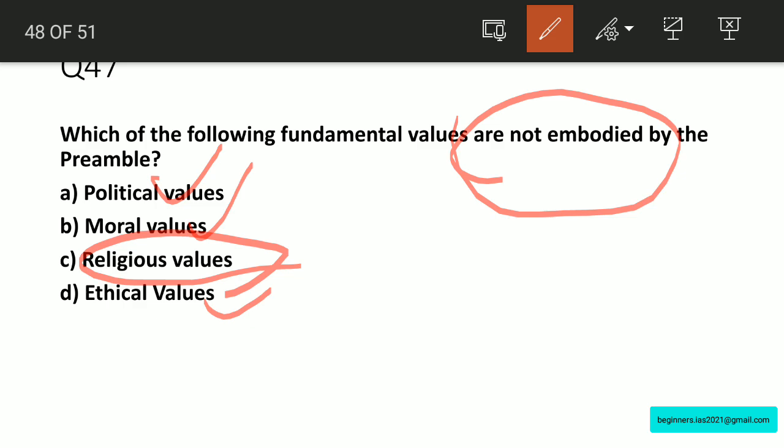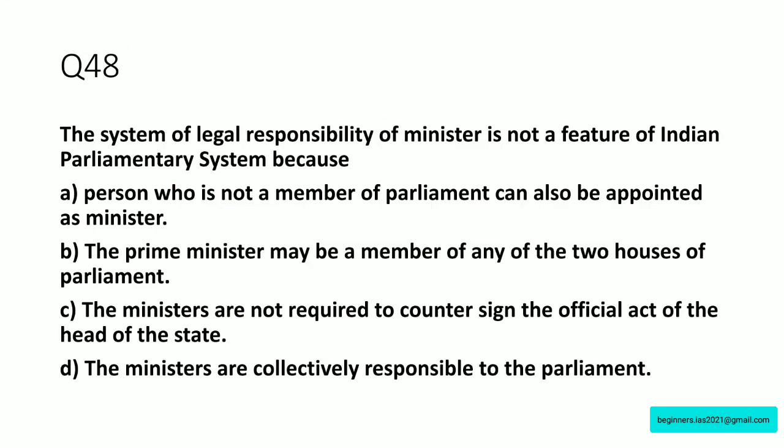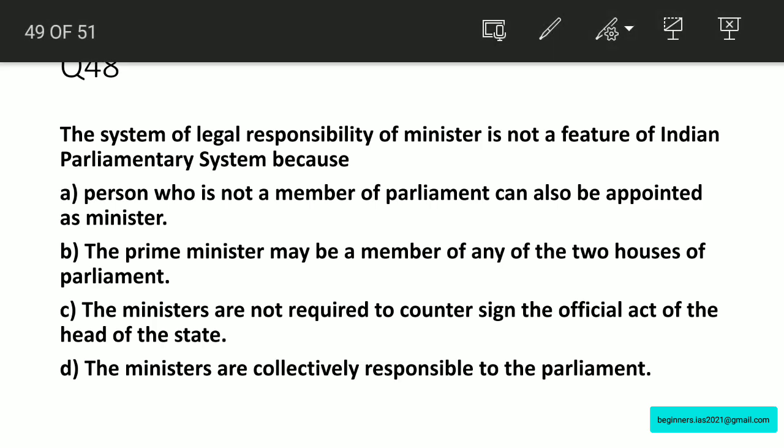But if you take the values in the Preamble, they are expressed in the form of the nature of the polity, such as sovereign, socialist, secular, democratic, republic, and it also mentions the objectives of the Constitution to secure liberty, justice, equality, fraternity and dignity for its citizens. This provides for the political, moral and ethical values embedded in the Preamble of the Constitution. Therefore, obviously, political, moral and ethical values are provided, but religious values are not provided in the Preamble. Let us move on with question number 48.